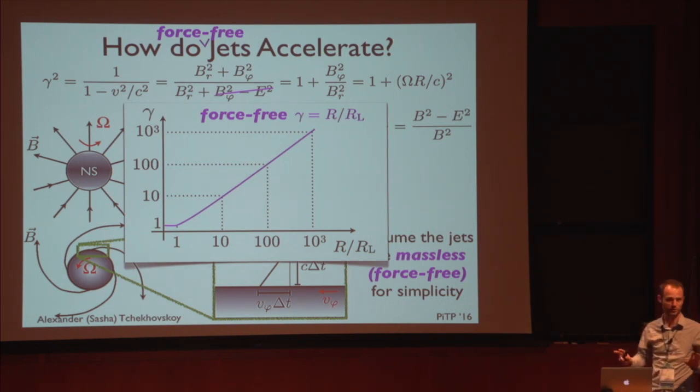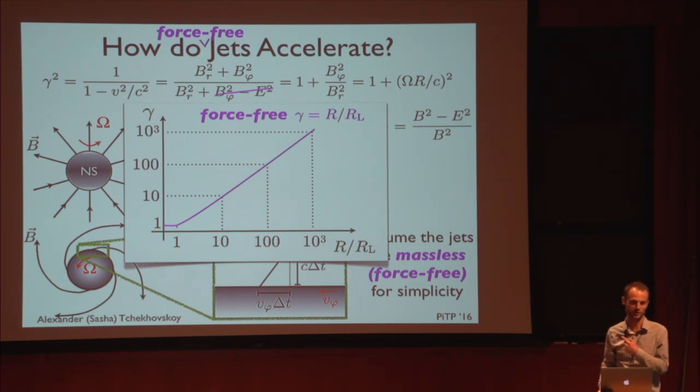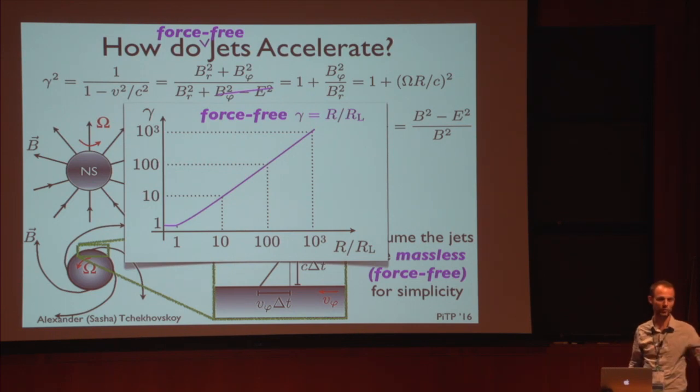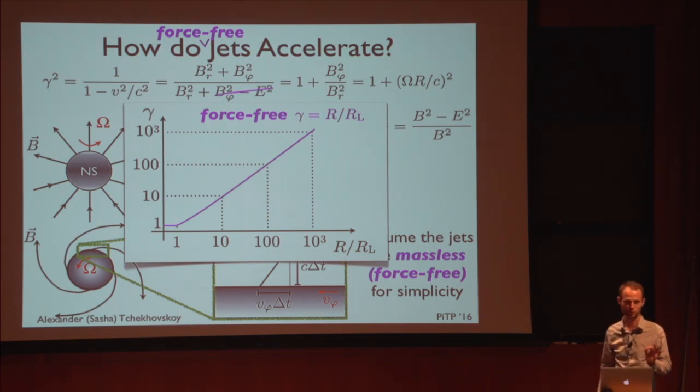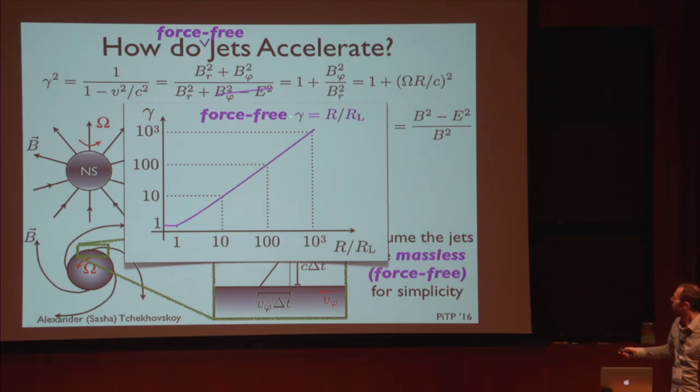By the way, I drew it not in Python, I drew it really in Keynote, because I've looked at this plot so many times, I know exactly how it looks. You can overplot the true solution, you will not find any difference, I assure you. So this is the key takeaway from this plot, that the Lorentz factor asymptotically scales linearly with distance.